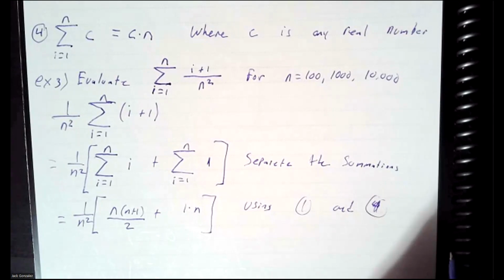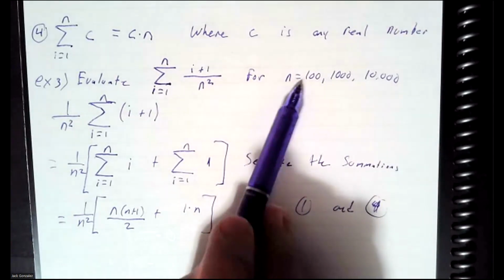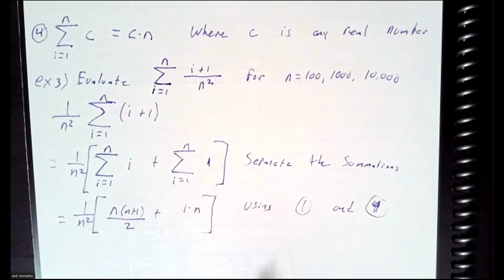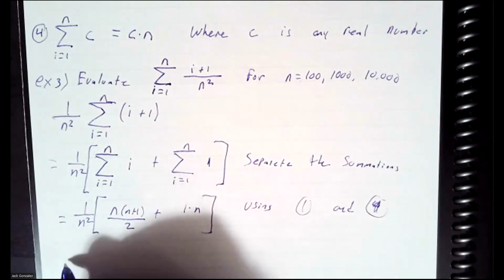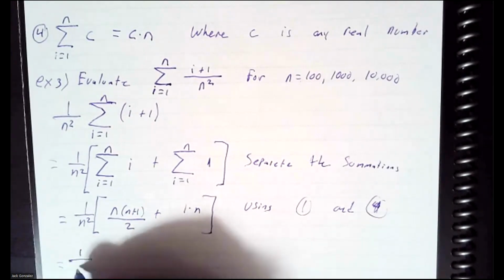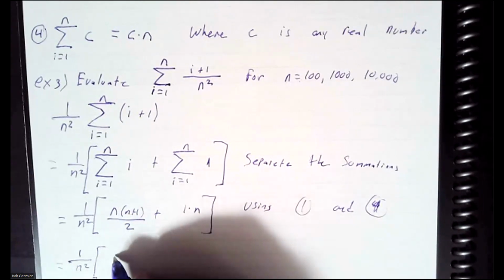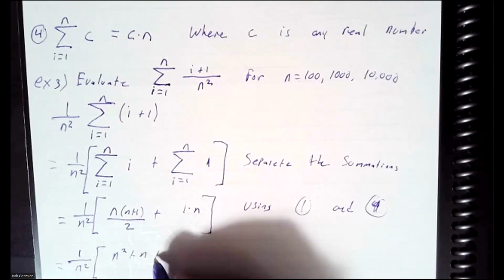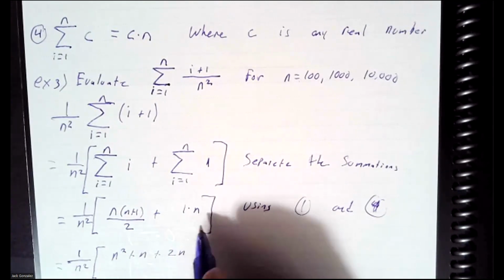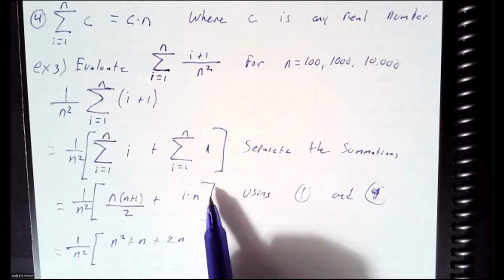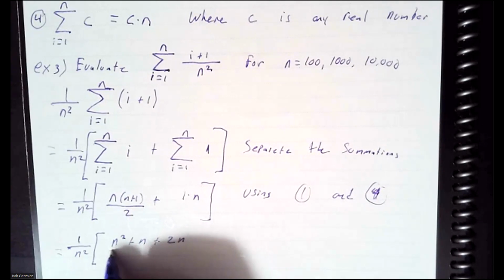At this point, you could just plug in these numbers and be done. You can combine them into one fraction, using our fraction powers. This would be n squared plus n plus 2n, if I multiply this guy by 2 over 2, and then put it all over 2.